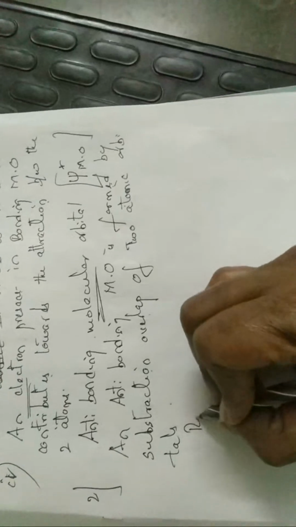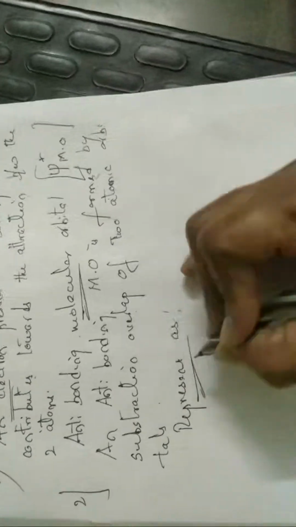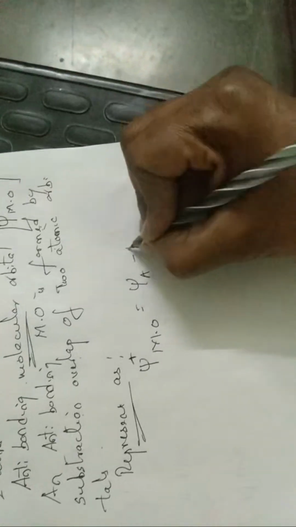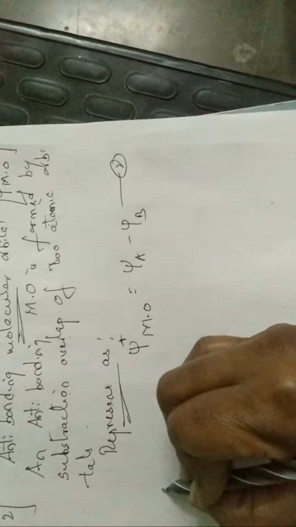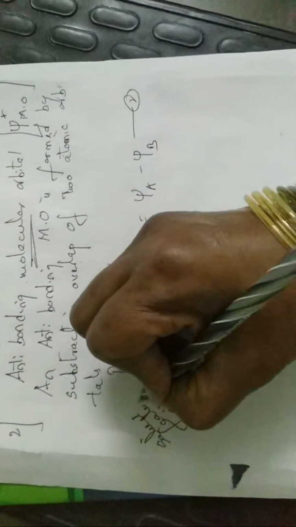So how will we represent it? We will represent it as psi star MO is equal to psi A minus psi B. Let us take this as equation 2. It has some salient features. Number 1.